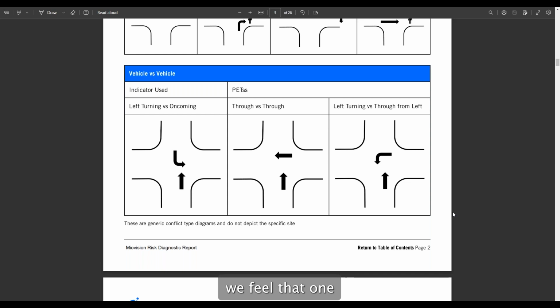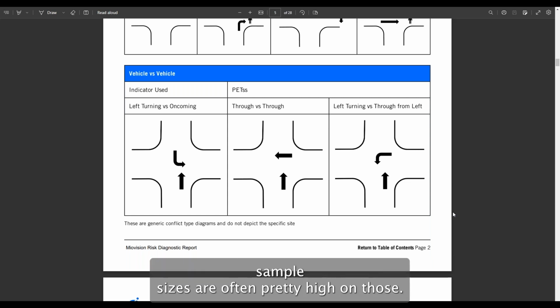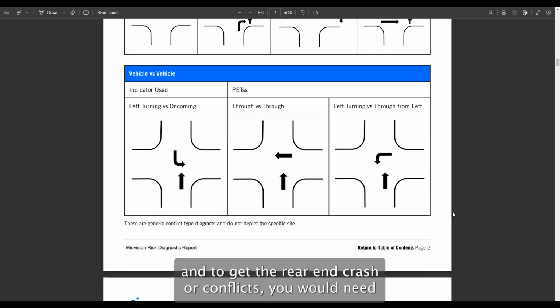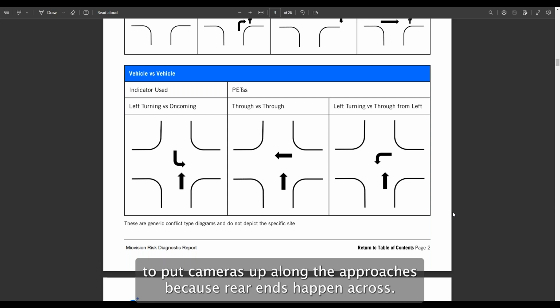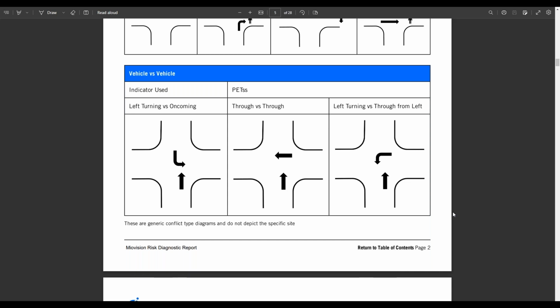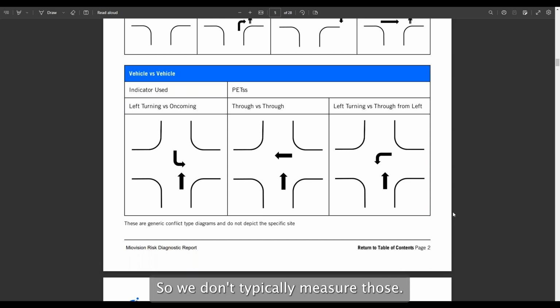We feel that one, those are lower severity crash types, and two, the crash data sample sizes are often pretty high on those. So you don't need to complement the crash data with near miss data. And to get the rear end crashes or conflicts, you would need to put cameras up along the approaches, because rear ends could be happening on a 200 to 600 foot approach. And just for practical reasons, that would drive up the cost. So we don't typically measure those.